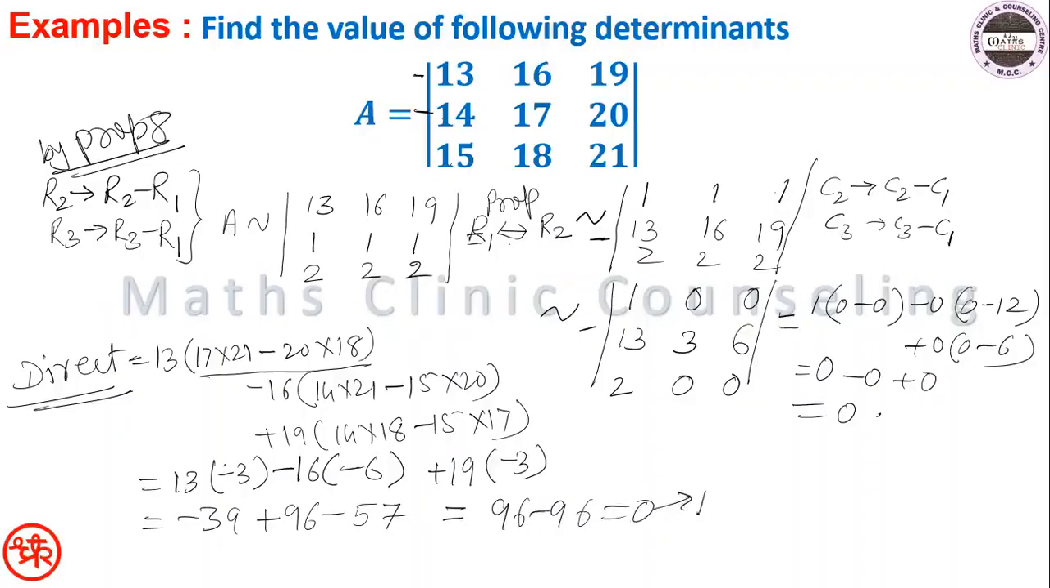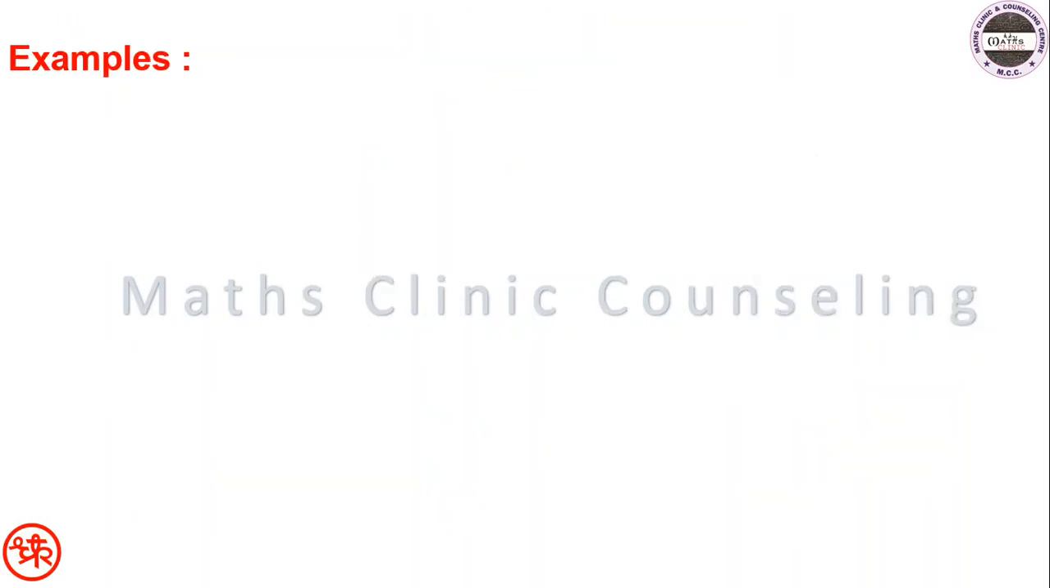This is the direct value, and this is by property, right? So both are the same. Is that clear? So this is the example. Now one more example we study here.